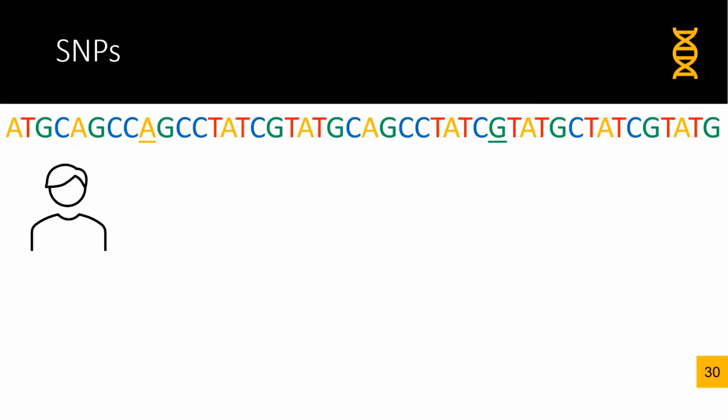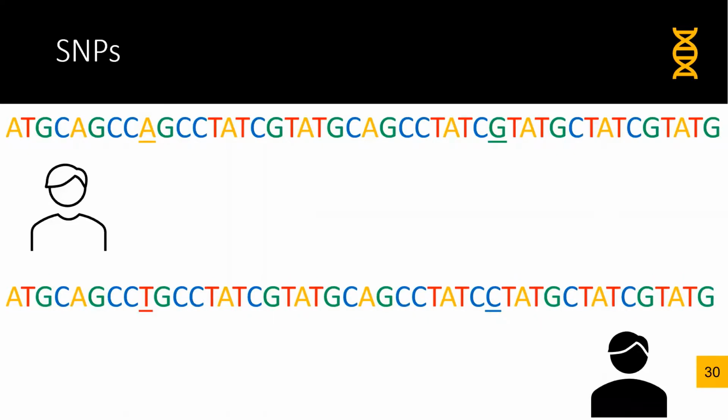Single nucleotide polymorphisms, or SNPs, are the most common genetic variant between people, with around 4 to 5 million SNPs in all of your DNA. These SNPs can be used in forensics to identify people in much the same way as STRs are used.